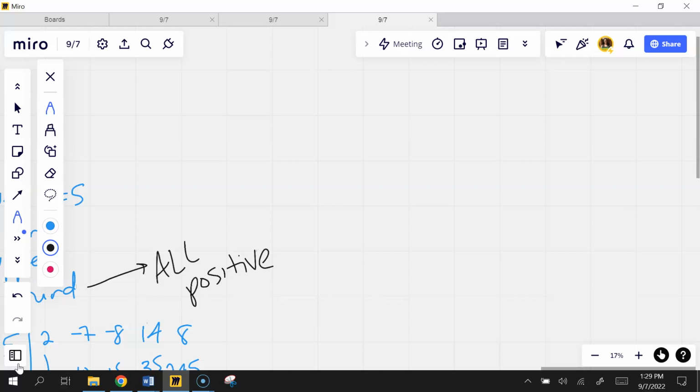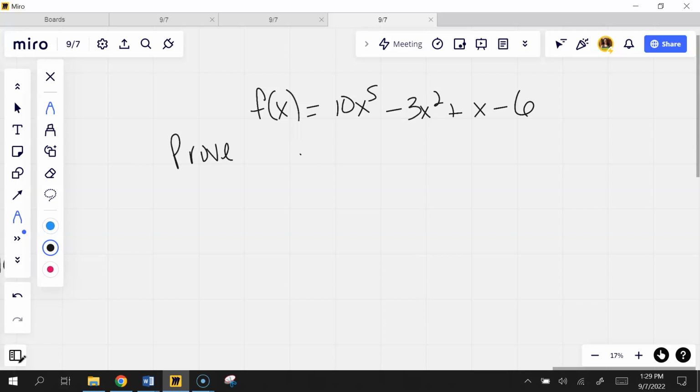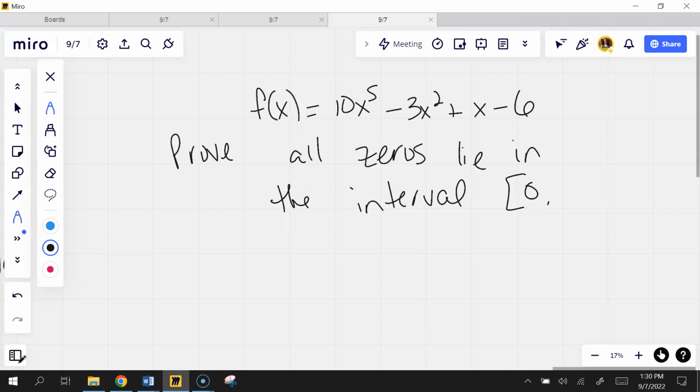Prove that all the zeros of this function lie between, so prove that all zeros lie in the interval 0 to 1. Absolutely. Good job.